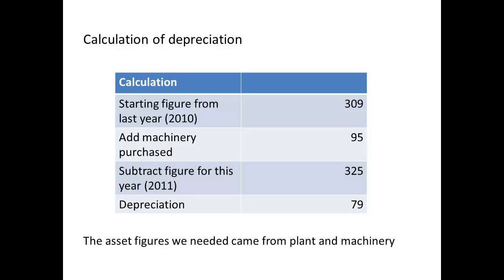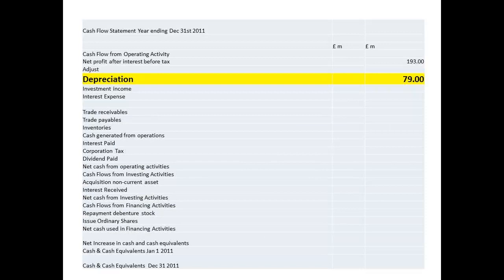Starting with the figure for plant and machinery at the start of the year, 309 million, the cost of the machinery purchased is added. Then the figure for plant and machinery at the end is subtracted. The difference gives me the depreciation of 79 million. Can you see that assets at the start plus assets bought minus depreciation equals assets at end? We will now enter this amount into the cash flow statement. Right, what is next?